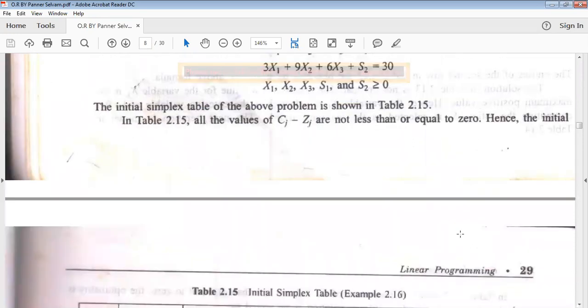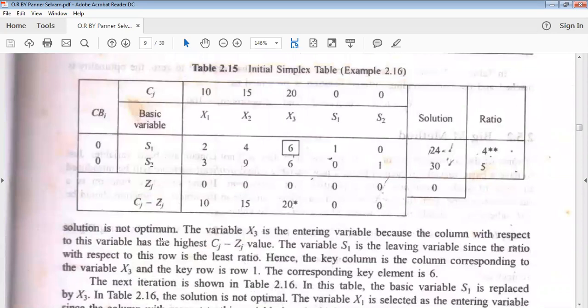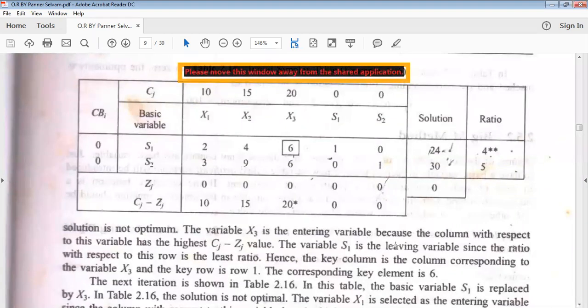Hence, the initial solution is not optimum. The variable x3 is the entering variable, because the column with respect to this variable has the highest Cj minus Zj value. So here, whatever it may be, you leave all those things. You create the table with 10x1 plus 15x2 plus 20x3 plus 0s1 plus 0s2. So this is the first thing.